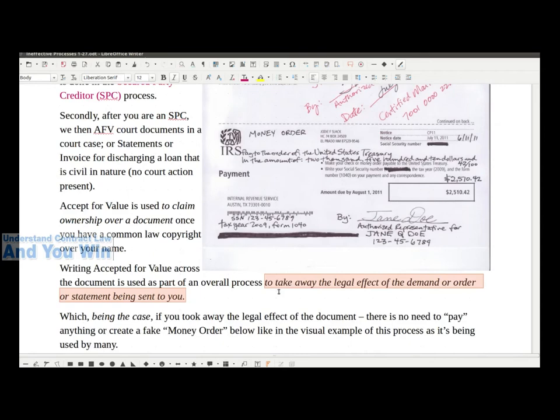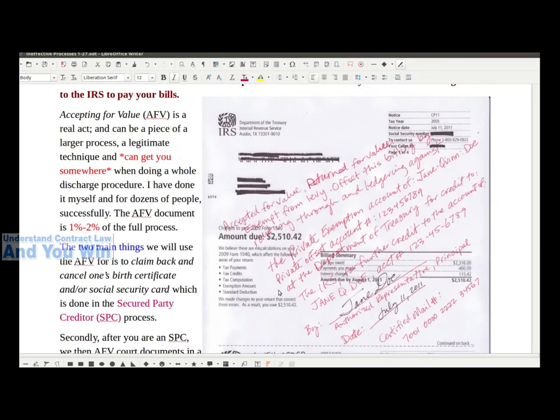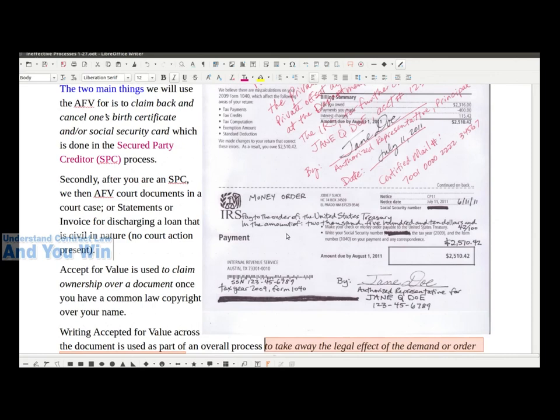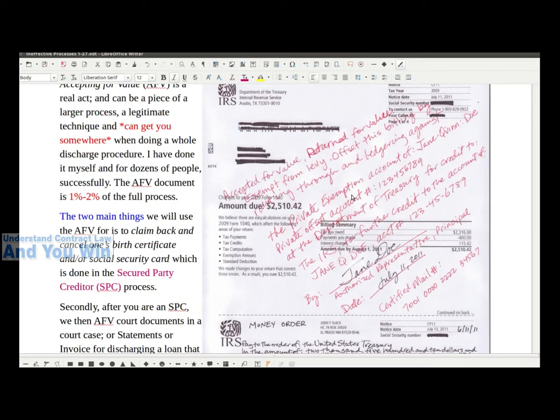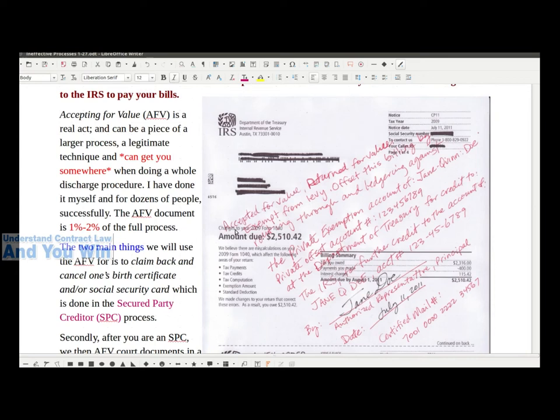So does that, in a sense, discharge the obligation? Possibly not. If you had 10 different statements and invoices and you only accepted for value one of them, that might invalidate that document, but it might not invalidate the 9 other documents, which, not being accepted for value, do not invalidate the total account. So there's a way of looking at it where, okay, I'm canceling this statement, but what if there's another statement sent before or after with a slightly different balance due on a different date?